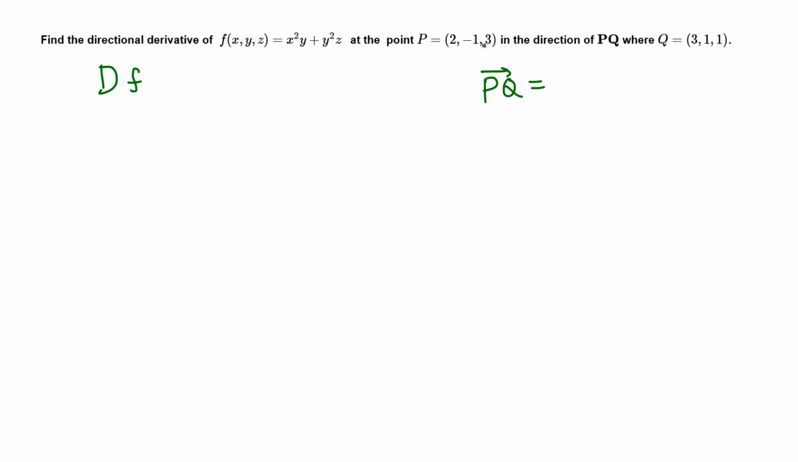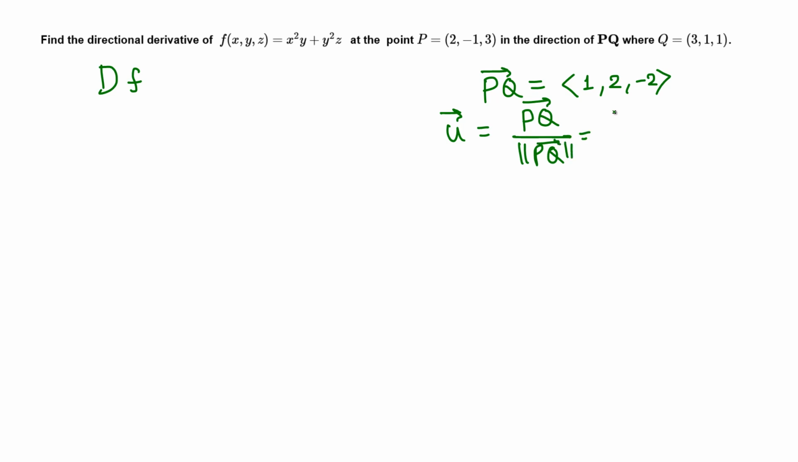3 minus 2, 1, 1 minus negative 1, 2, 1 minus 3, negative 2. So this is the direction, but to find the directional derivative we need a unit vector along PQ. So unit vector along PQ is just divide the vector by its magnitude.